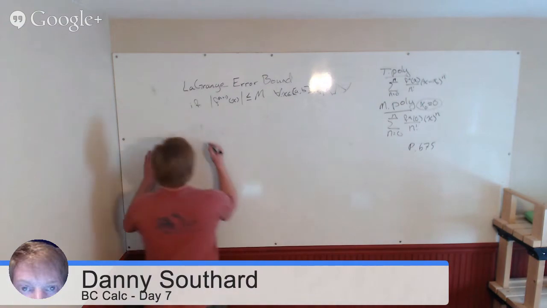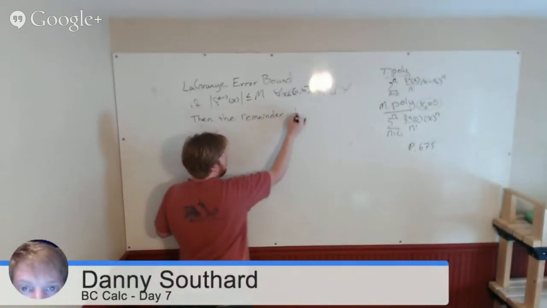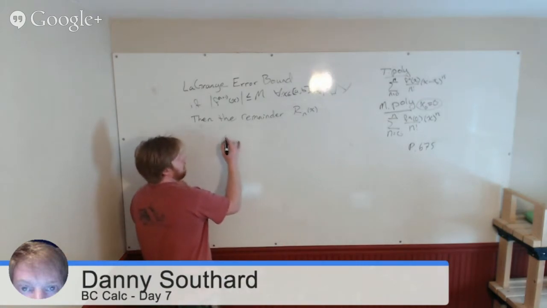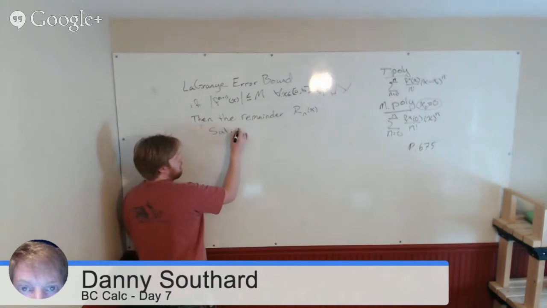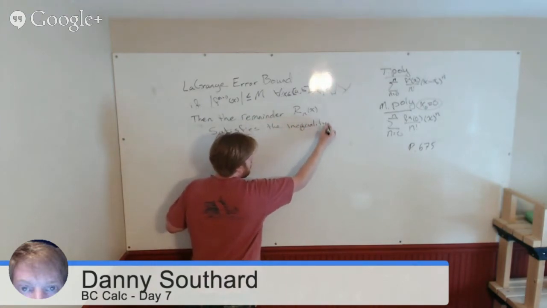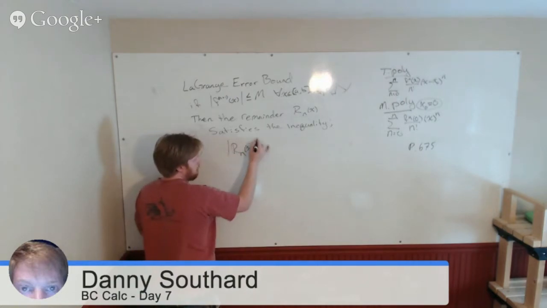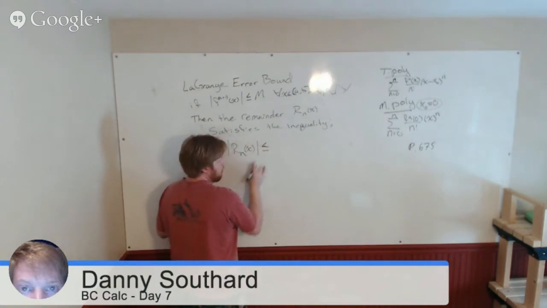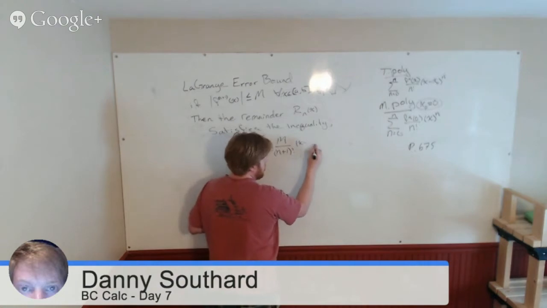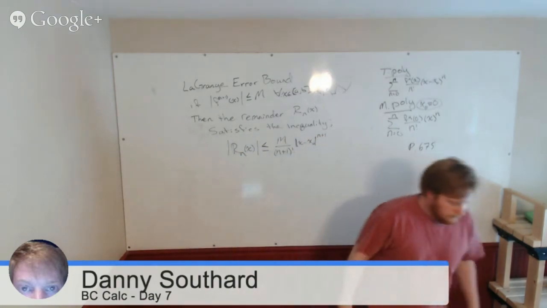then the remainder R sub n of x of the Taylor series satisfies: the absolute value of R sub n of x is less than or equal to M over (n plus 1) factorial times the absolute value of x minus x sub 0, to the n plus 1, for all x in the interval.